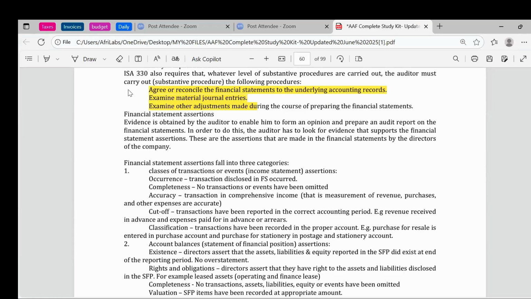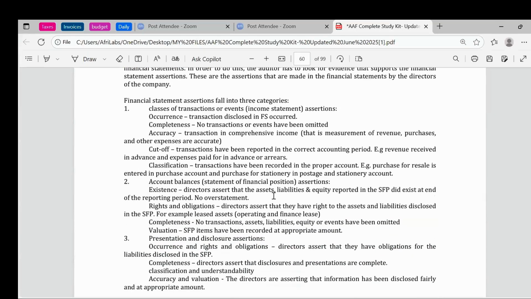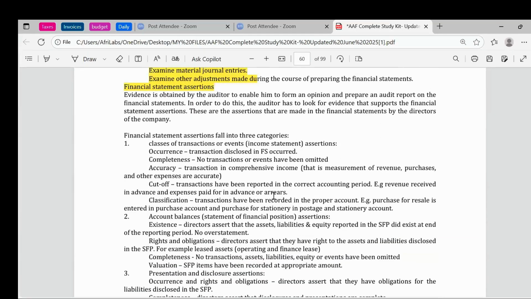This is a very, very important part of this chapter. What are assertions? Assertions are claims that are being made on the financial statements. Okay? Assertions are claims that are being made on the what? On the financial statements. So when you have a management account, before you audit it at all, the figures that are on that financial statements are basically assertions.